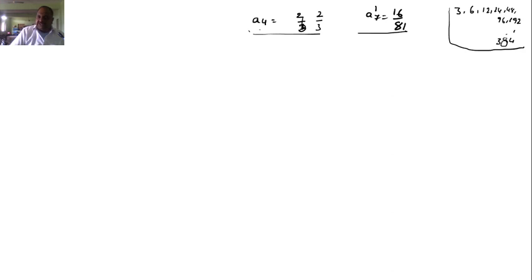This is the series. In the question, the 4th term is 24 and the 7th term is 384. We have to write the series like this: 3, 6, 12, 24, 48, 96, 192. This is the series.